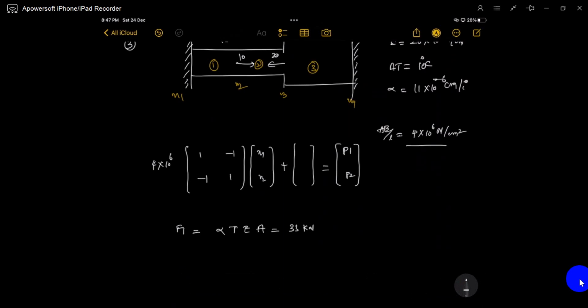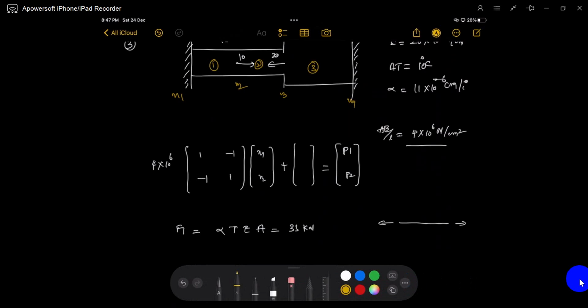Now you can see, for element 1, the temperature is increasing, and the displacement is in this direction. We restrain this displacement. What is the force direction? The force comes in this direction. Compressive force will come. Understood? So this is the direction, and you can write it. What is that value? 33. Both directions will experience the same. Later we will rearrange it.